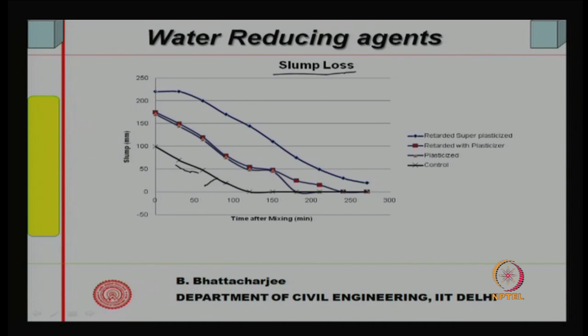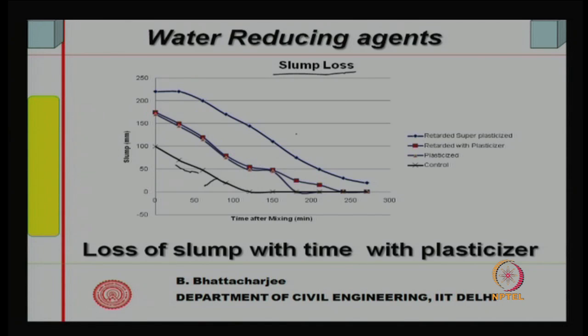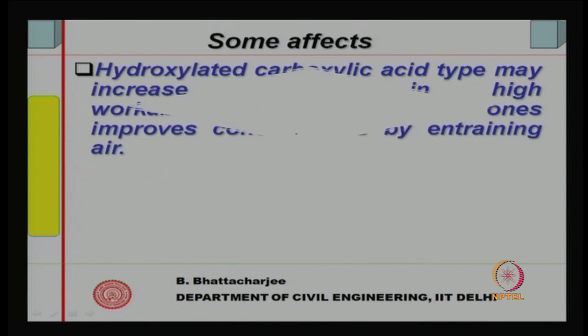But if you have superplasticizer, then slump itself in the beginning is very high and it is retained for a longer period of time. Note that the slopes in these cases are more or less similar. So, you have high slump in the beginning, and as time passes, the rate of slump loss is the same, but it can be retained for a longer period of time. So, it is a useful thing as far as ready mixed concrete is concerned. You have more time for placing, with no adverse effect on concrete in any case. So, loss of slump with superplasticizer, as we have seen, is somewhat lower.